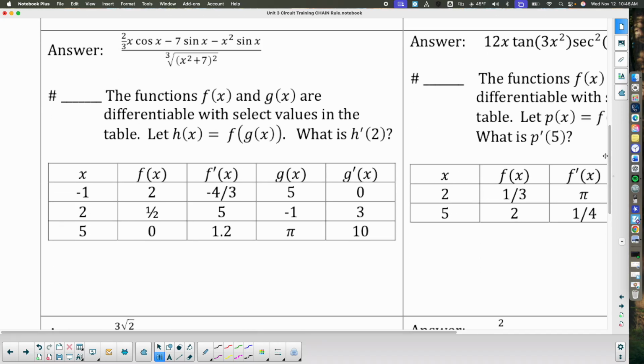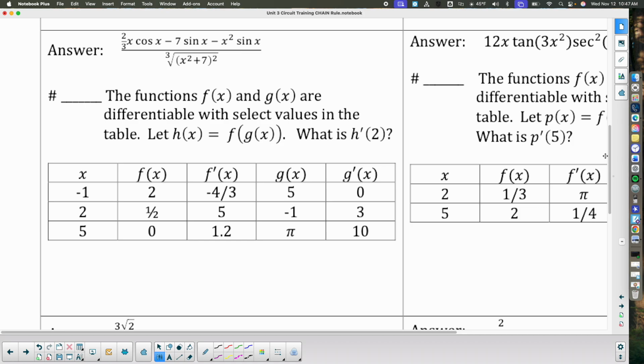Oh. No, that's not it, is it? That's it. Oh, yeah, x squared plus 7. That's odd that they multiplied out the x squared plus 7. Okay.